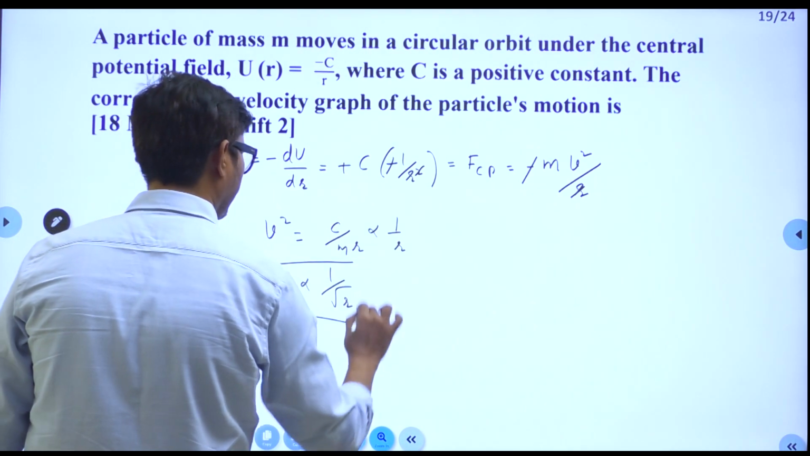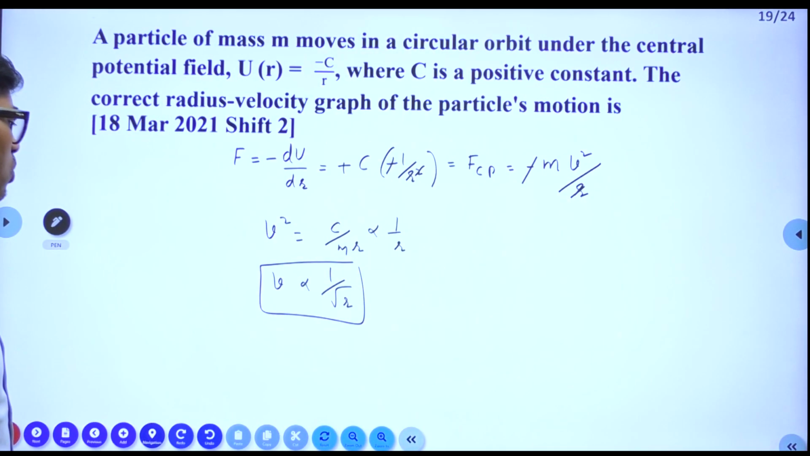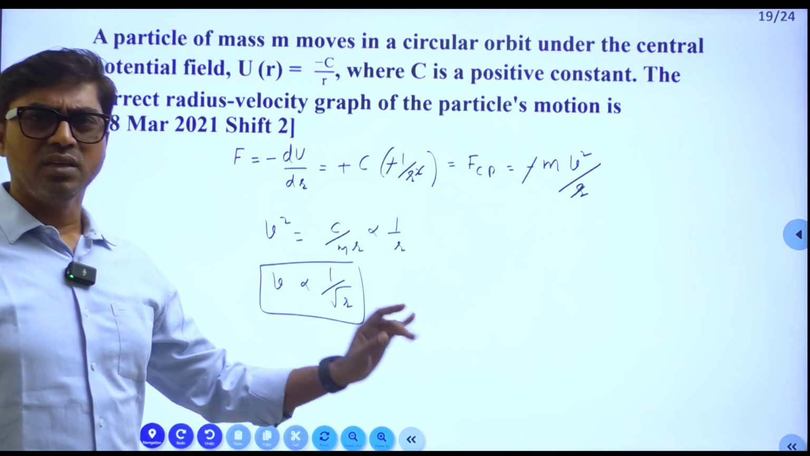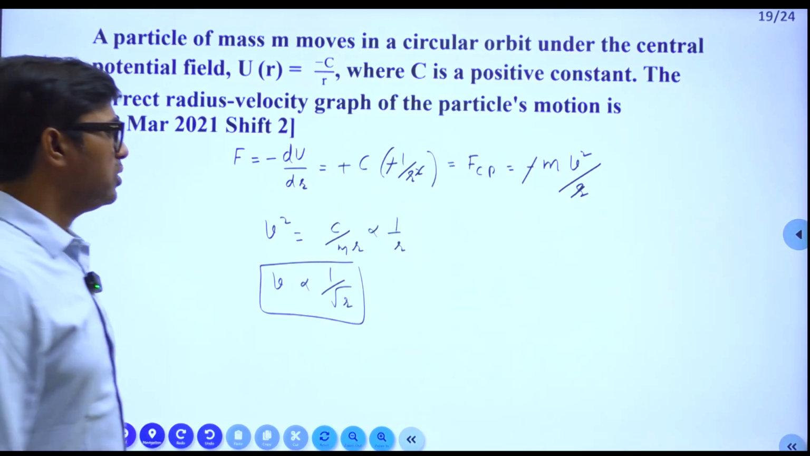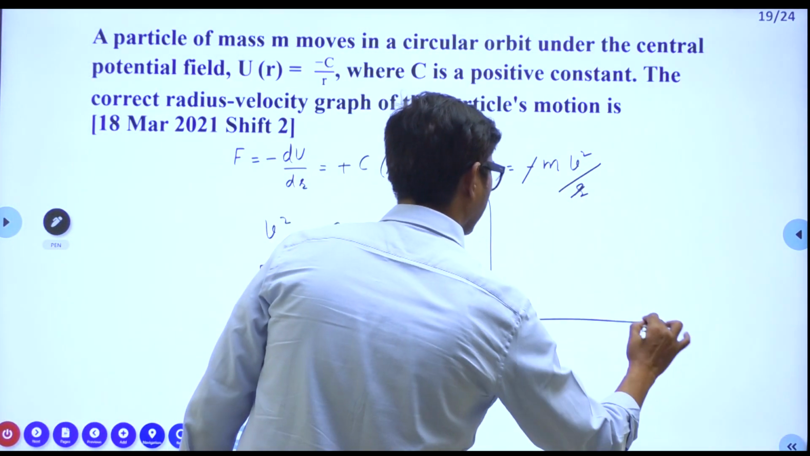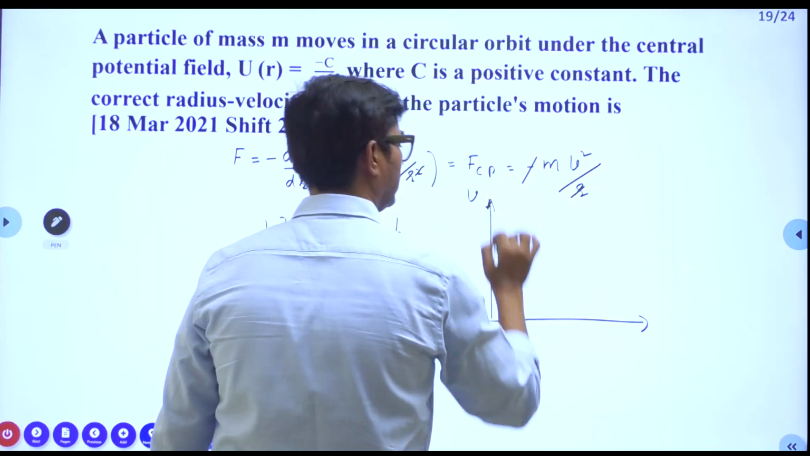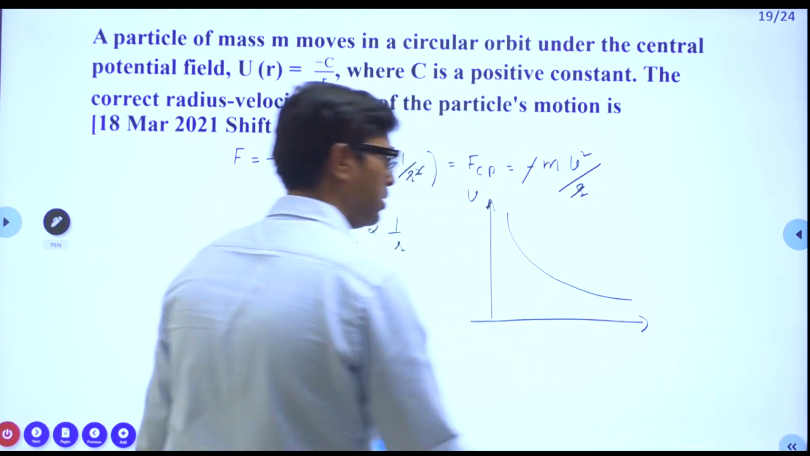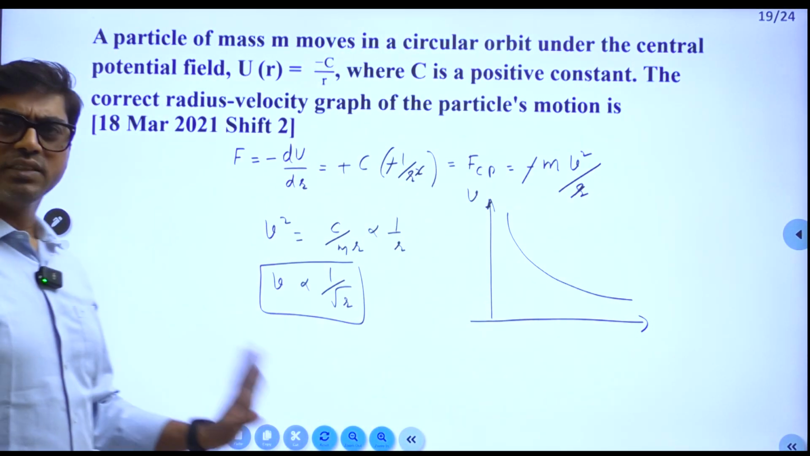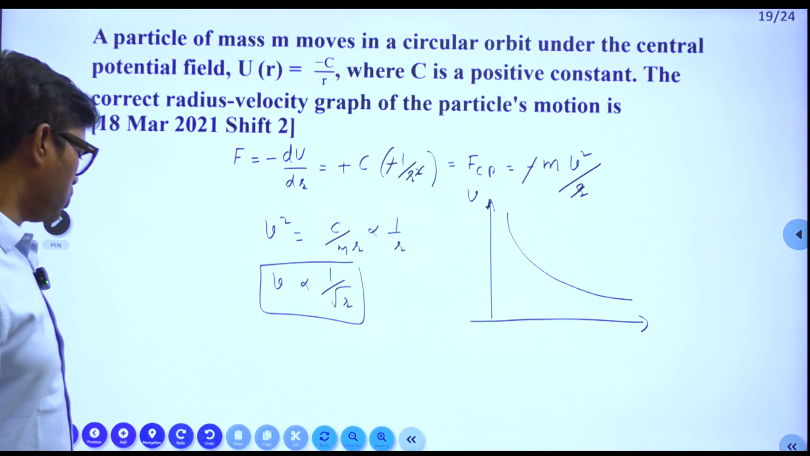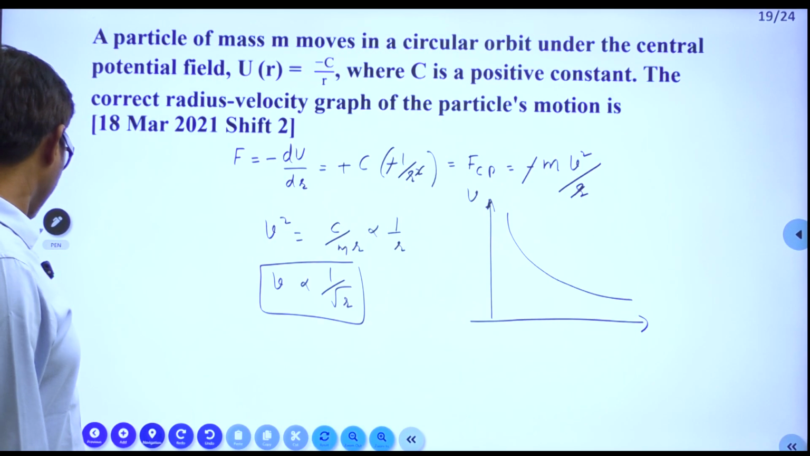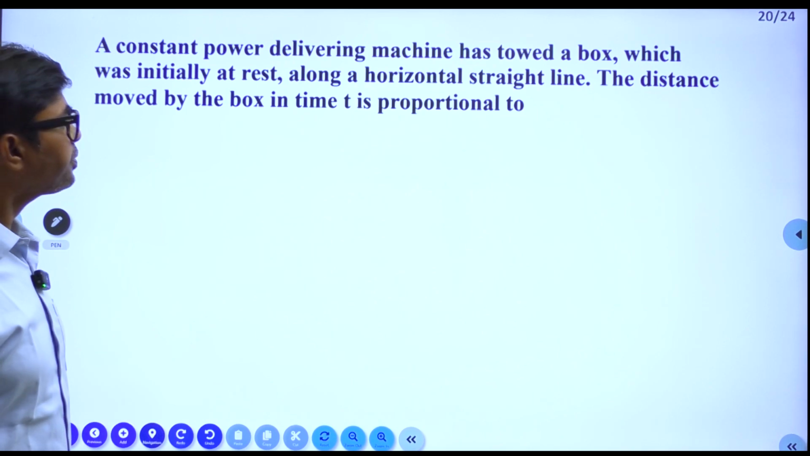This is the graph I am having. Now, as r tends to infinity, v tends to 0. As r tends to 0, v tends to infinity. So the graph would be something like this. It's a monotonic function, but it is not a rectangular hyperbola. As r increases, v decreases continuously. That's what we have, a very simple idea. Let's go on to the next problem.